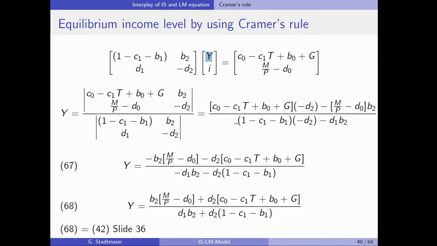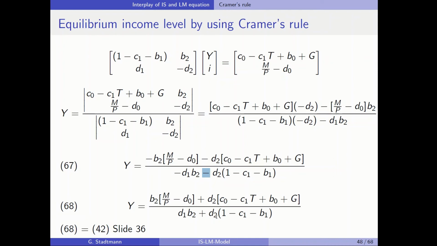In equation 67, it's important to see here that we have a negative sign here, a negative sign there, a negative sign there, and a negative sign there. These negative signs will cancel out, and we have computed here the equilibrium level of income.